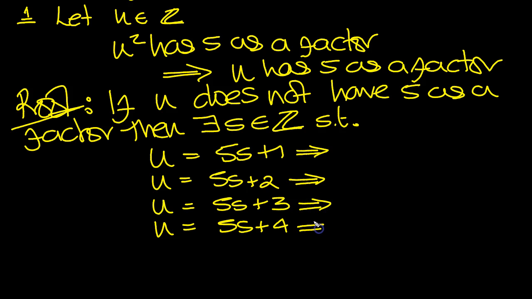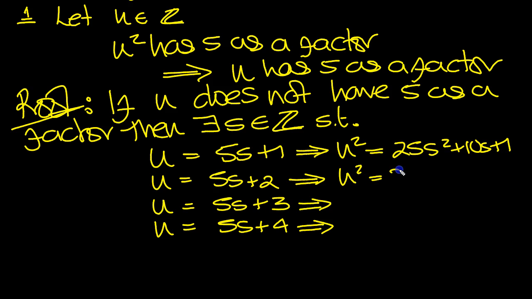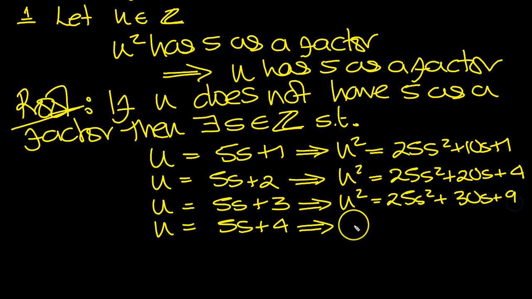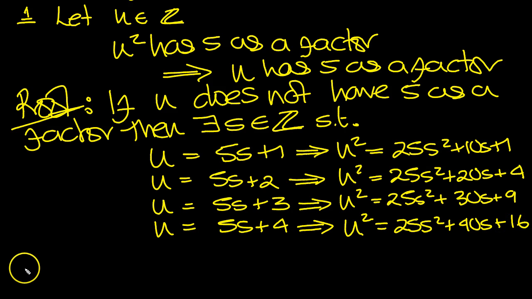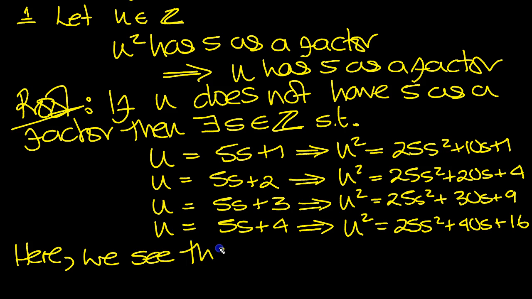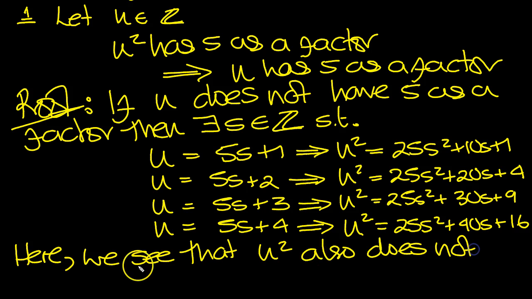So here in this case then, u squared, if you square this bracket you get 25s squared plus 10s plus 1. u squared equals 25s squared plus 20s plus 4. u squared equals 25s squared plus 30s plus 9. And u squared equals 25s squared plus 40s plus 16. So here we see that u squared also does not have 5 as a factor in each case.